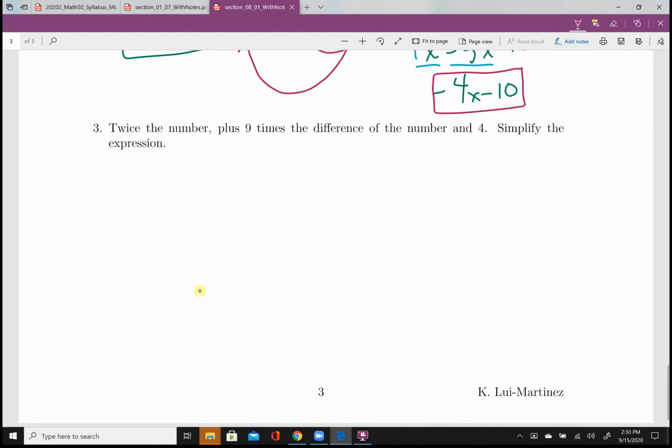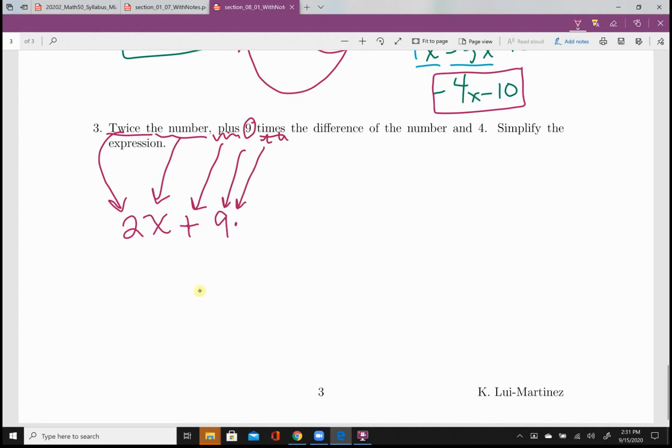Okay, last one, and then I'll let you go. Twice the number. Twice, that means 2 times the number, which is this right here, plus 9 times the difference. So twice the number, and then a little bit of a pause, plus, that's this operation here, 9 times the difference. 9 goes there, times, the difference.